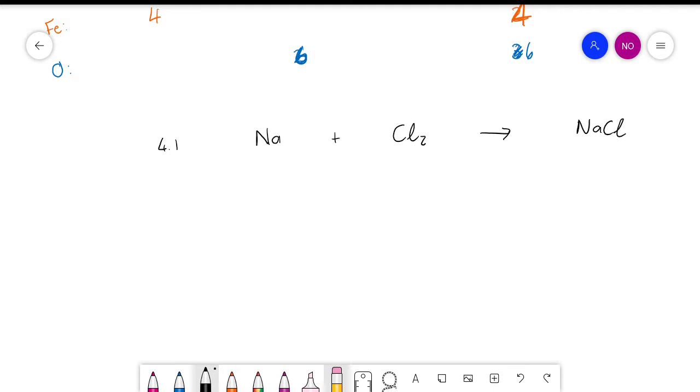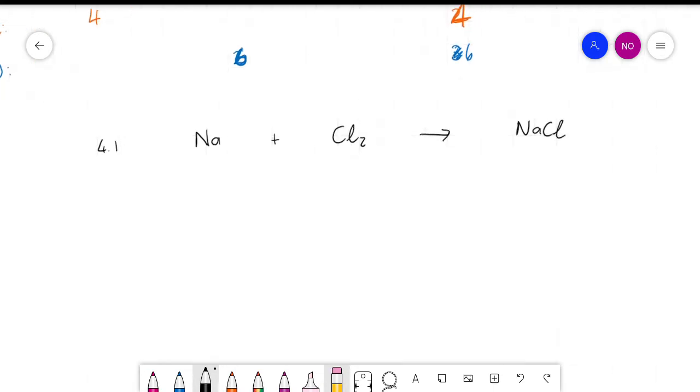Okay, now let's balance it. How many sodiums do I have before? 1. How many do I have after? 1. So for now, we are happy with the sodiums. You agree? Now let's look at the chlorines. How many do I have before? 2. How many do I have after? Just 1. How do I fix that? You can't divide something by 2, you can only multiply.